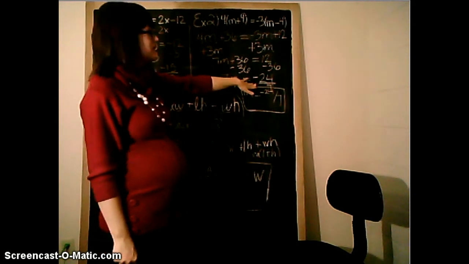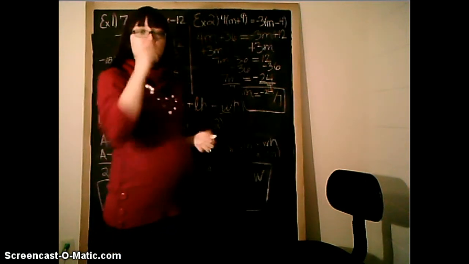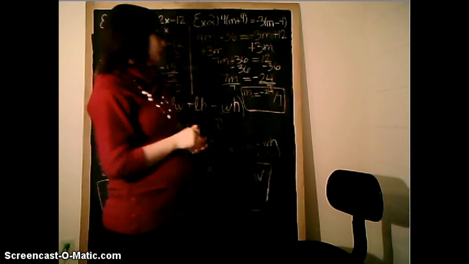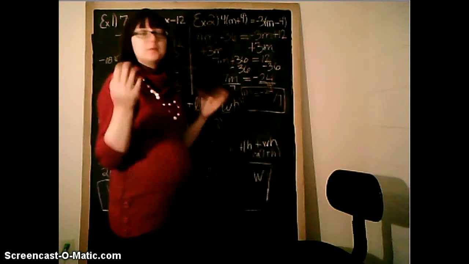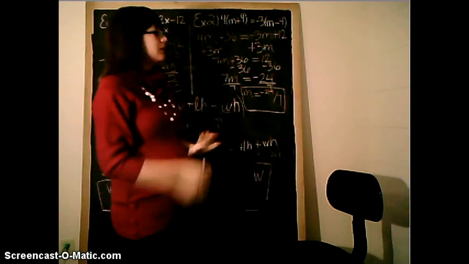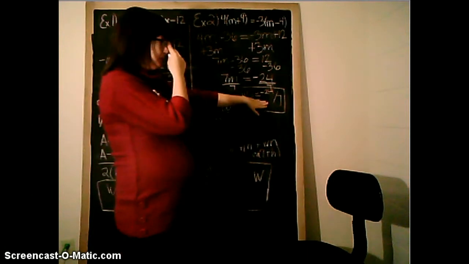Now this one does not divide nicely, as some people would say, so you can leave it as an improper fraction. Or if you would like, you can change it to a decimal if that makes you happier with it. Whatever you like, either way is fine with me. So for this one, m equals negative 24 over 7.